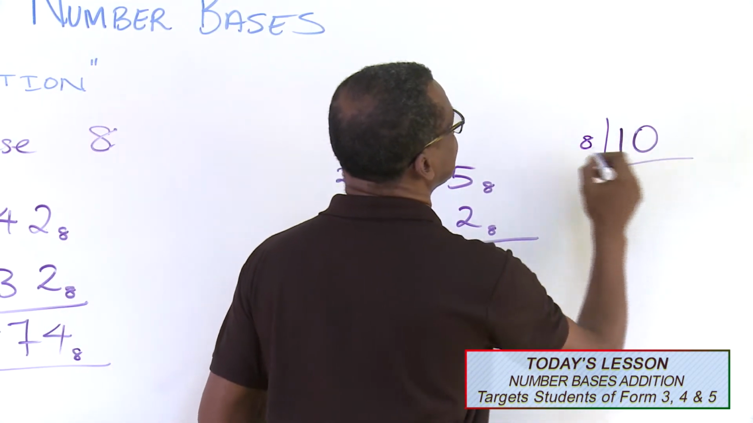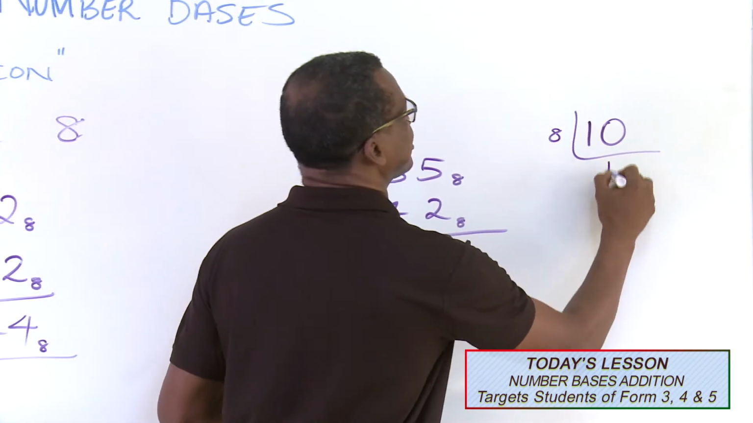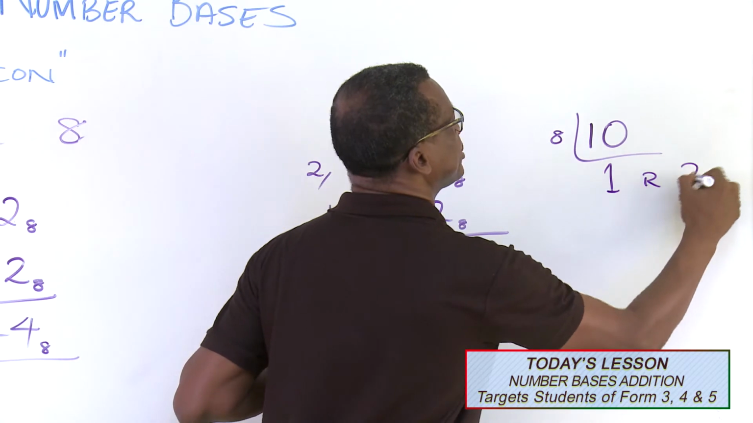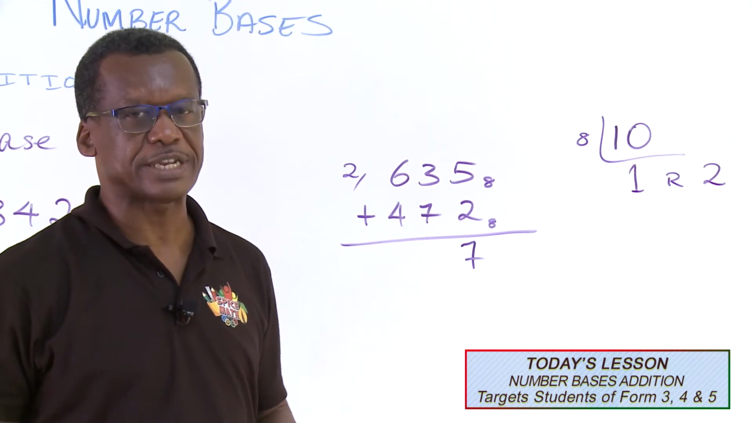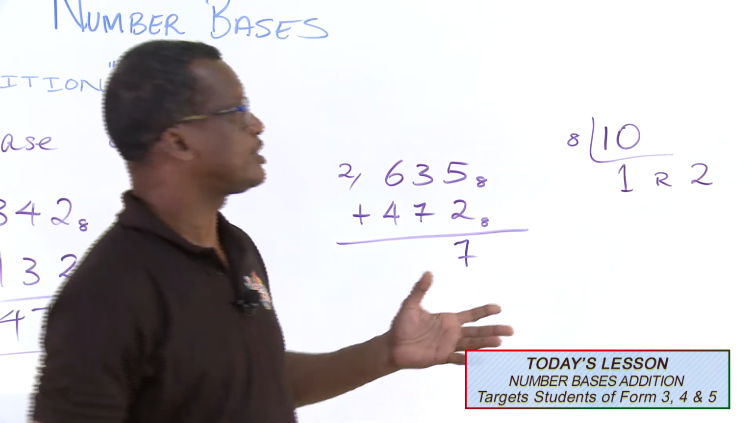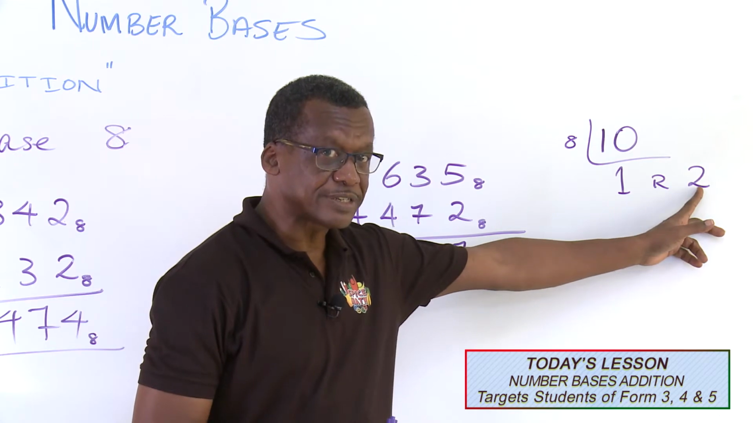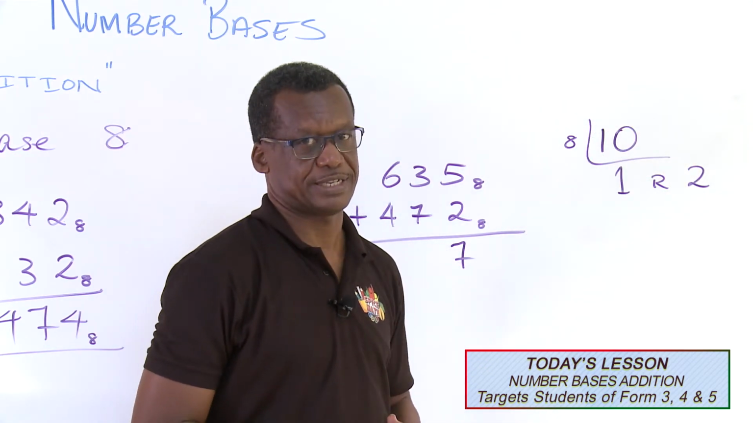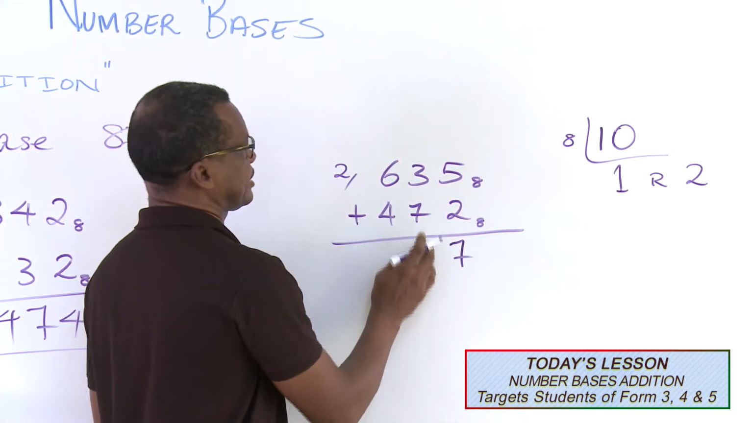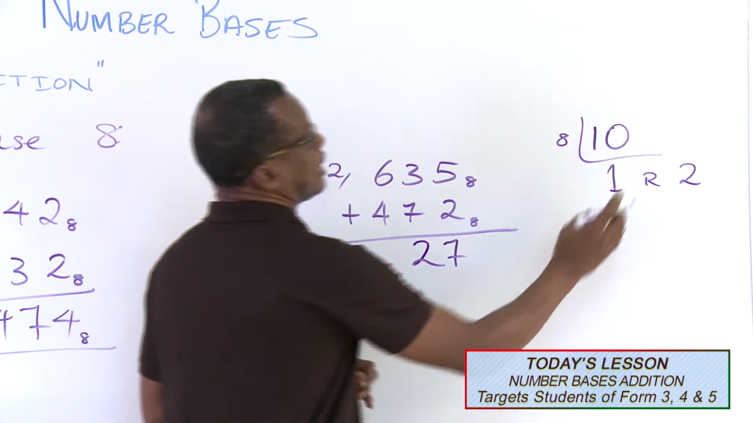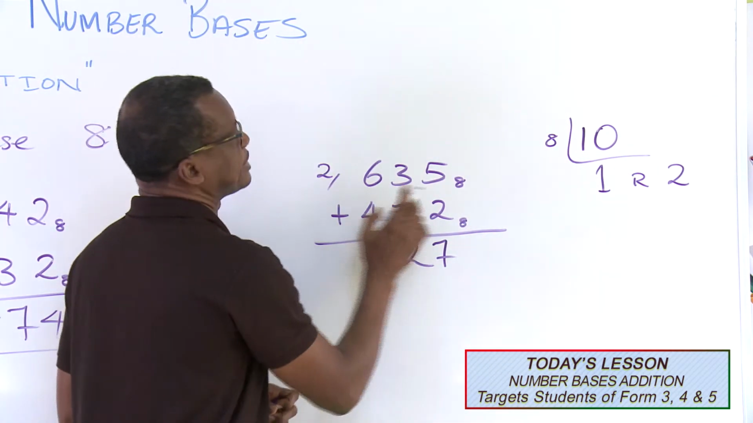We can do that through division. 8 into 10 goes 1. And there's a remainder of 2. Simply because we're working in base 8, this actually says there's one group of 8 and 2 single units to make up the 10. The remainder is carried to the column where the addition took place, and the quotient is now carried to the next column and added in.